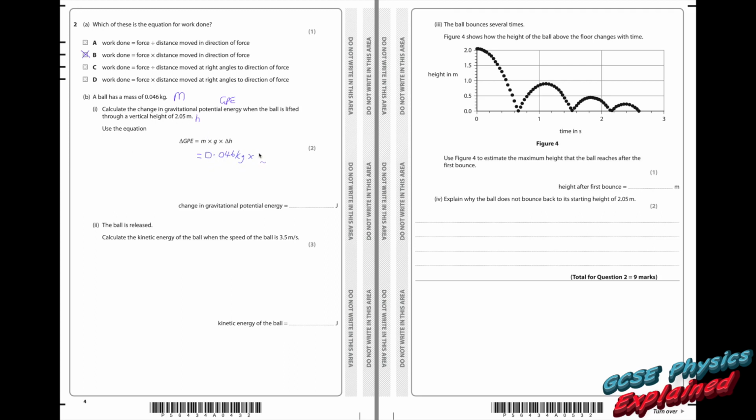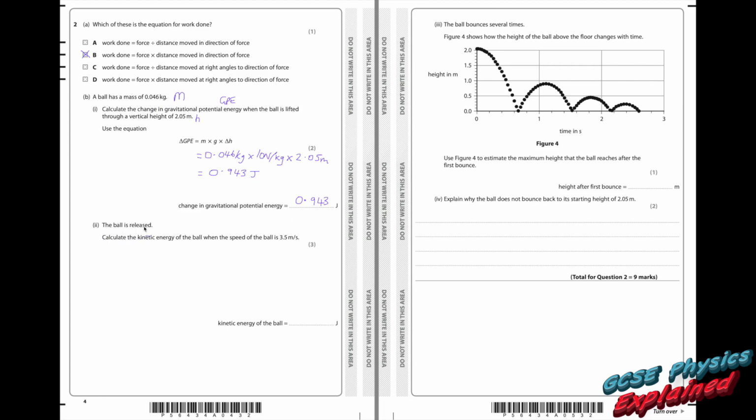You've got to make sure that you know that gravity on Earth is 10 newtons for every kilogram. Got to make sure that the mass is in kilograms, and you've got to make sure that the height is in meters. And that equals 0.943. And all energy is measured in joules. Now we're okay putting it to 3 decimal places because they have got the mass to 3 decimal places.